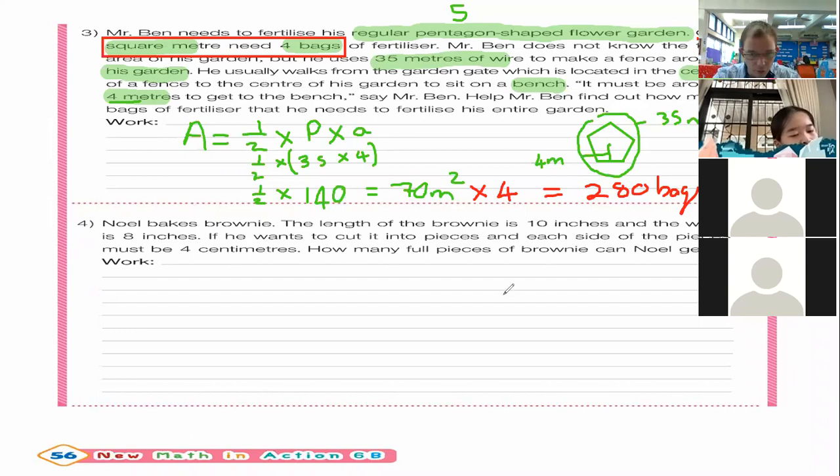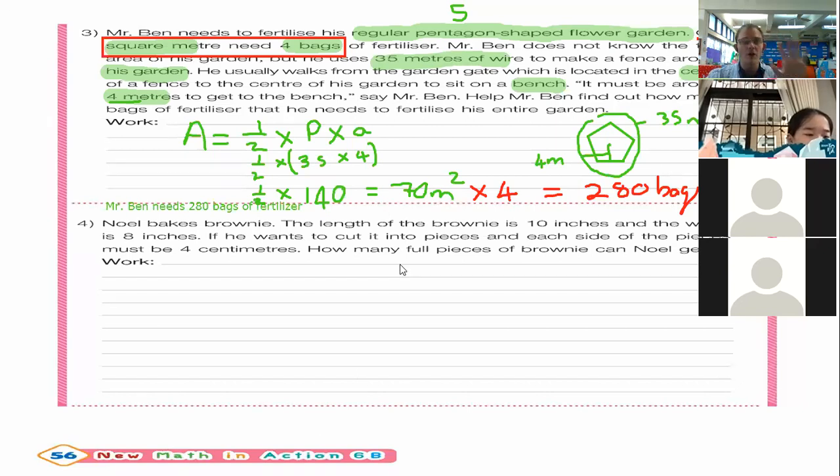So now we have that, we can write our sentence. Then you can say, Mr. Ben needs 280 bags of fertilizer. Okay, as our final answer here. Do you guys understand? Are you guys with me? I'm not sure. You guys are very quiet today, so I'm not sure if you guys understand.